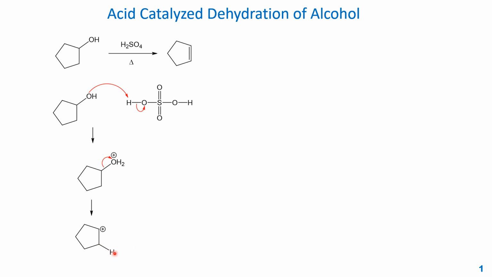This proton is called a beta proton, and it will be deprotonated by a base, and then electrons between carbon and hydrogen will push back to form the double bond to form the product, cyclopentene. This mechanism is more like an E1 elimination mechanism. And this is the general mechanism for secondary alcohol or tertiary alcohol.